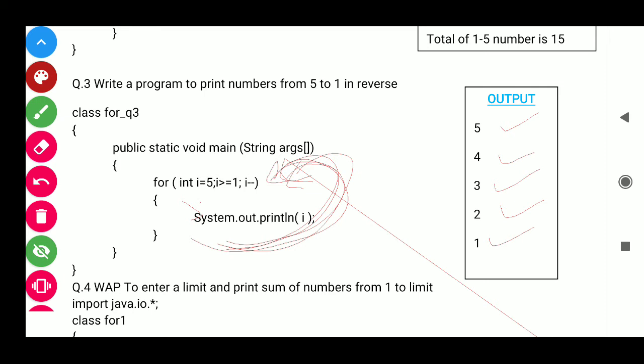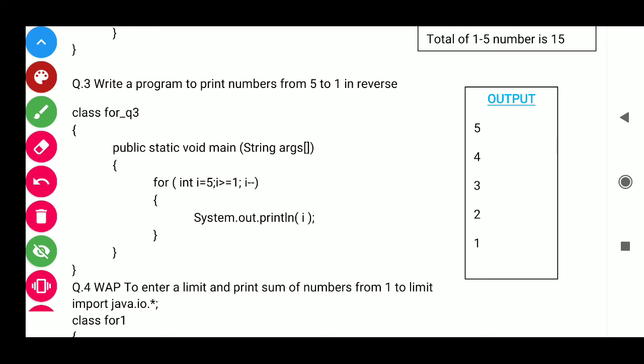0 greater than 1, no. 0 equal to 1, no. Condition is false, it will come out. And because of this, for loop is terminated here. Then void main is closed and class is closed. Program is over. Like this way.